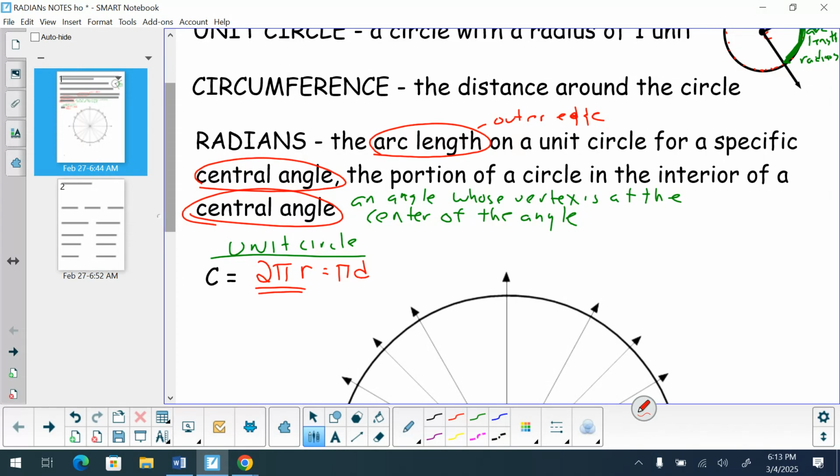But it doesn't really matter, because if we take a look at a unit circle, the radius is a value of 1 unit. So we have a value of 1 here with our radius, or we have a 2 with the diameter. So our circumference for a unit circle is 2 pi units.